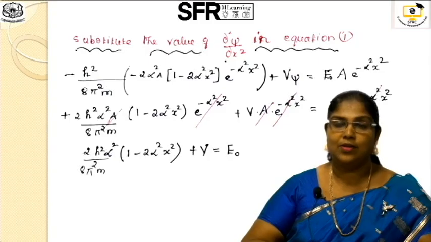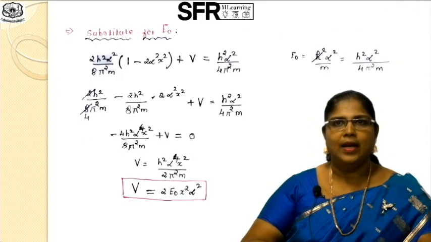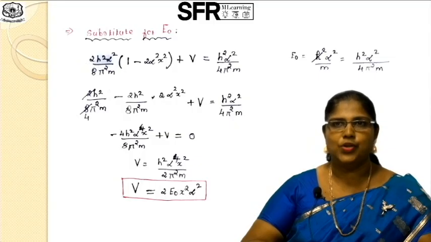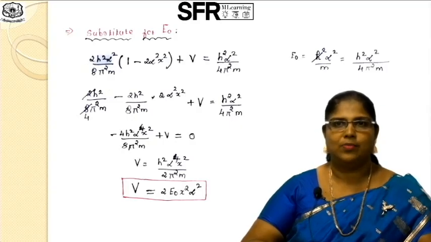Now, we have calculated the value of ∂²ψ/∂x² separately. We are going to substitute this value in our Schrodinger equation as we know all the values. We substitute the value for ∂²ψ/∂x² and the value for psi everywhere, and then I have found out a value for E0. E0 is also given in the problem, and by substituting the value for ħ as h by 2π, I have solved for E0 separately at the top as h²α² by 4π²m. Now, substituting this value and then rearranging, we get that V is equal to 2 E0 x² α².